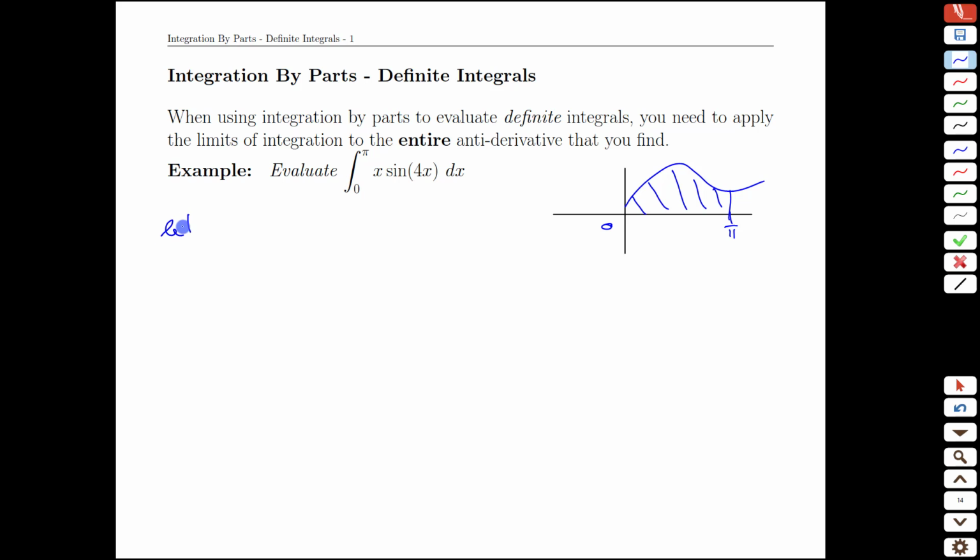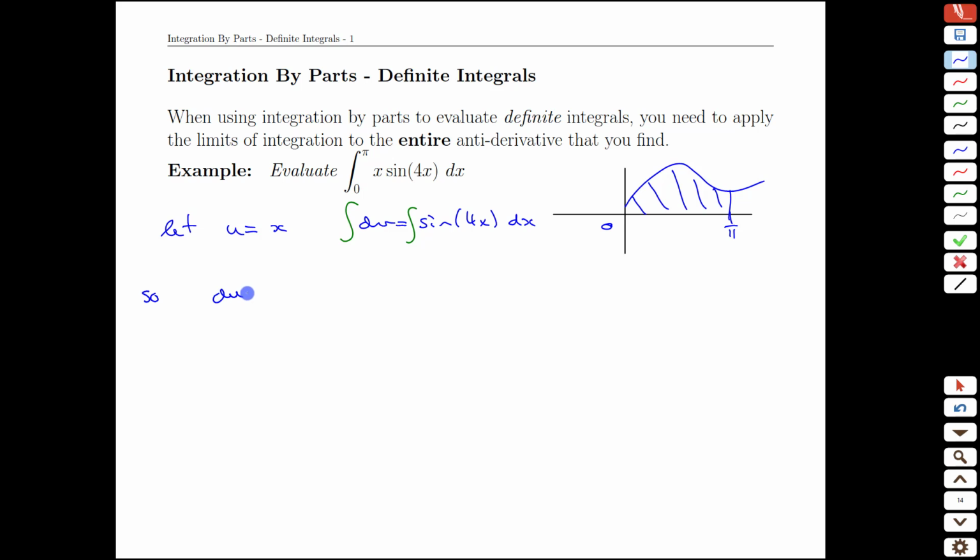Let's work through this example. We've seen other examples with this kind of flavor of x times a trig function. So we'll go straight to what we've seen is fairly effective. We choose u to be x because we can differentiate it and the x will go away. And the sine of 4x we can certainly integrate and it doesn't get any more complicated.